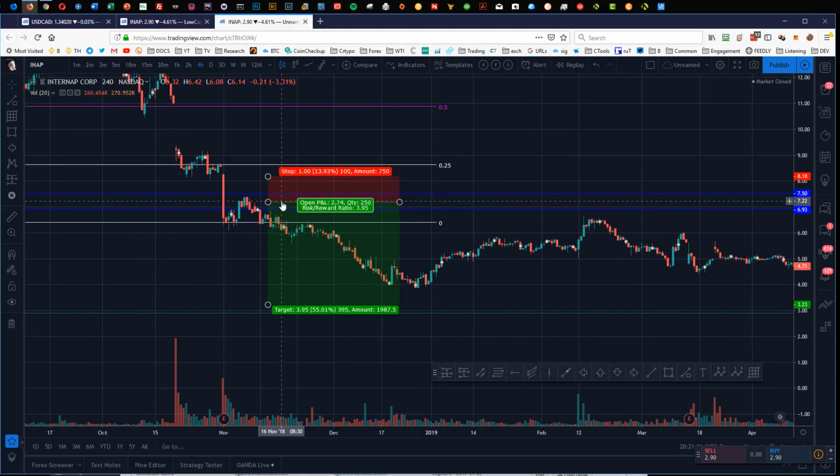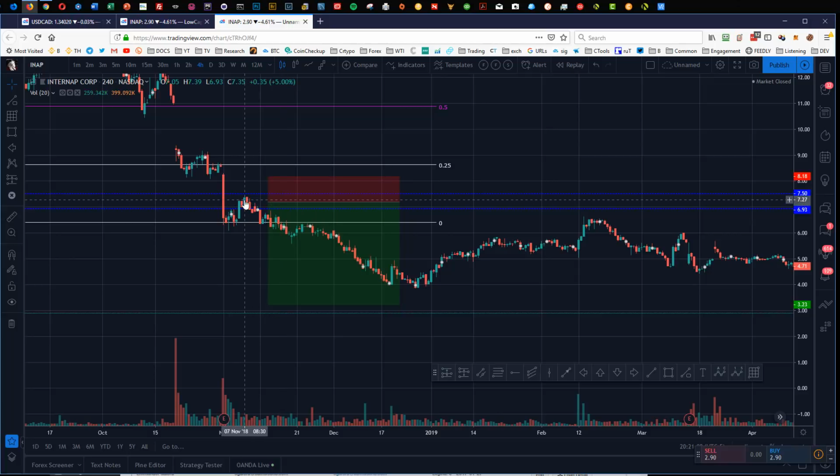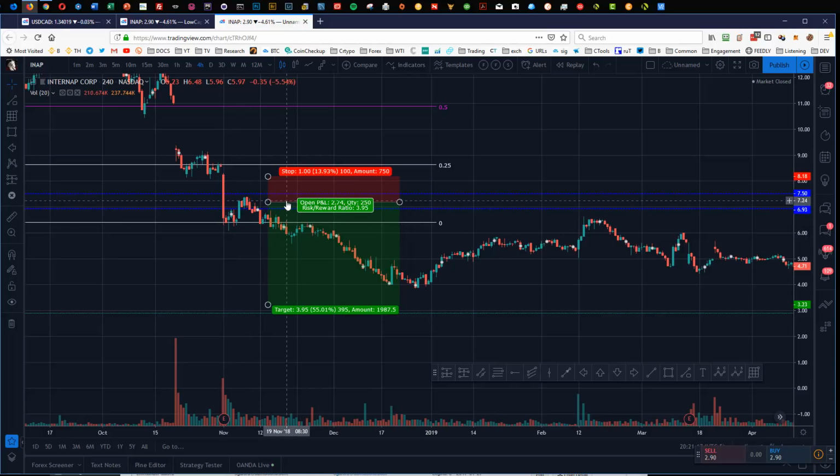My optimum entry is right here. I want to see a failure right at the middle of this kind of range here. That's kind of the perfect. Now, it already did it once. I wanted to see it happen again. It didn't happen again. So at that point in time, I'm saying, well, this sucks.